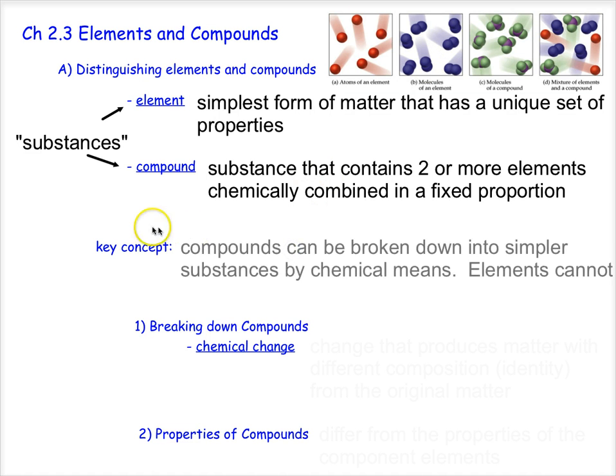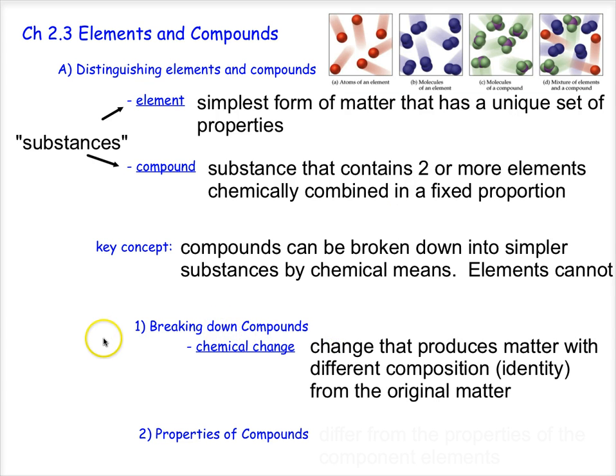Okay. Compounds, however, can be broken down into simpler substances by a chemical means, by a chemical process. Okay, so this is a key concept here that you definitely need to embrace. You could take this compound right here that I'm circling, and you could do a chemical reaction and separate the green element from the purple element. Okay, so that's a compound. These elements, you cannot do anything to them to separate into simpler substances. All right, so breaking down a compound. To do this, you need a chemical change. Okay, remember we said a chemical change is a change that produces matter with a different composition, a different identity from the original matter.